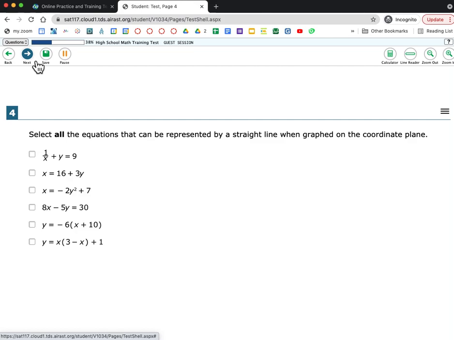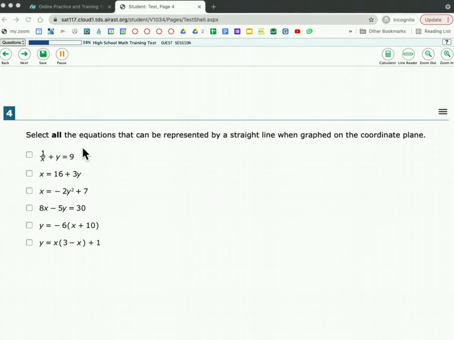And then for this one, number 4, it says select all the equations that can be represented by a straight line when graphed on the coordinate plane. So they give us 6 equations here, and they want to know which ones are a straight line. So mathematically, you can know, like, if I'm dividing by x, or if I have y squared, or if I have x times x, that would be x squared. Those are all going to be not straight lines.